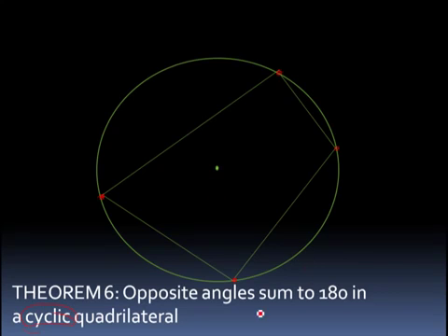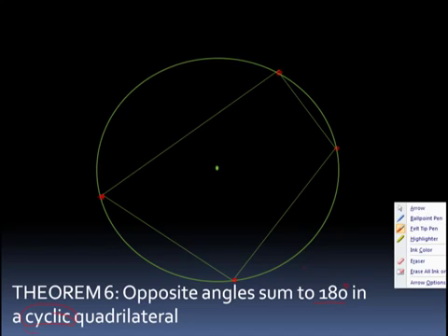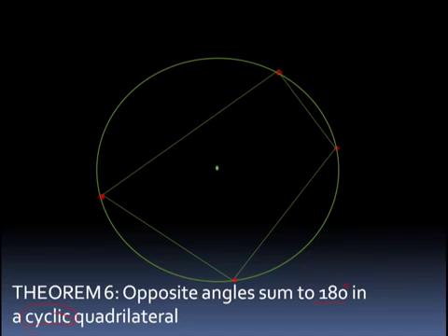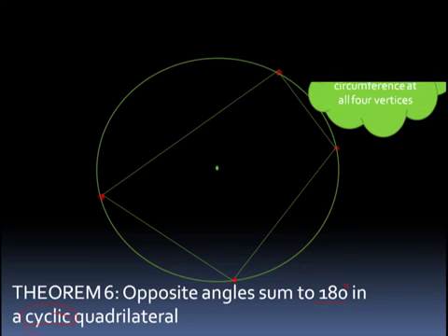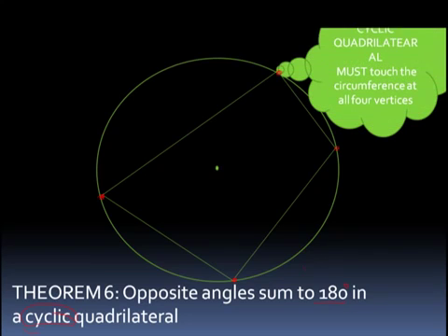And there's something special about it, because what we're saying here is theorem 6: opposite angles sum to 180 degrees in a cyclic quadrilateral. Okay, so let's look on to see what that is about. Opposite angles in a cyclic quadrilateral sum to 180 degrees. And so we're saying that in a cyclic quadrilateral, all four vertices must touch the circumference.